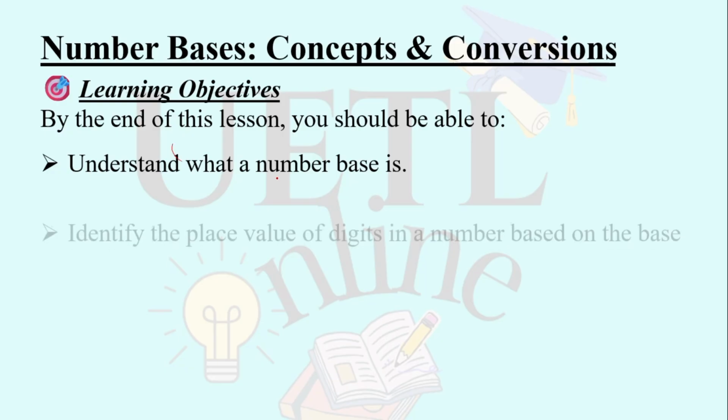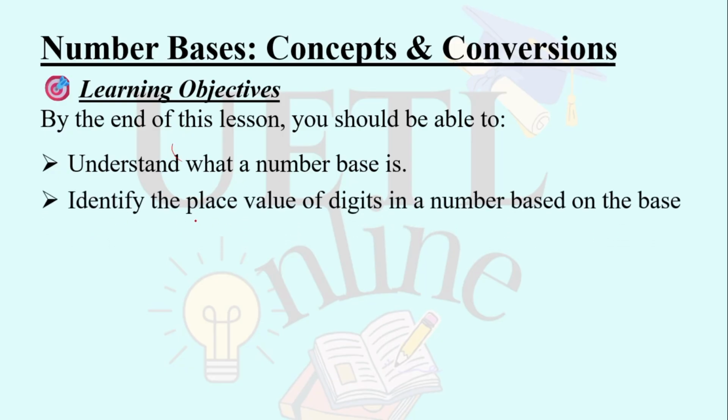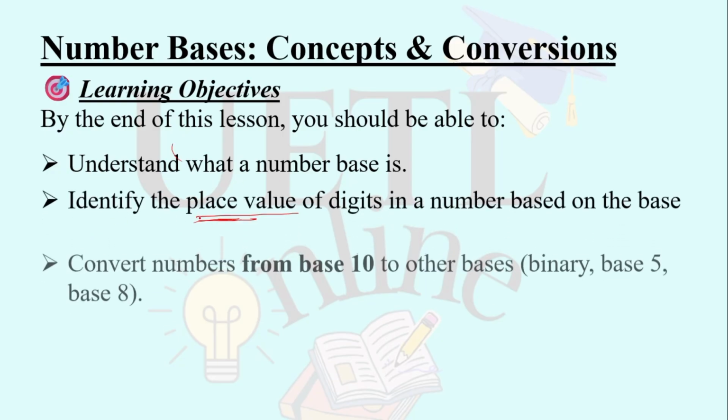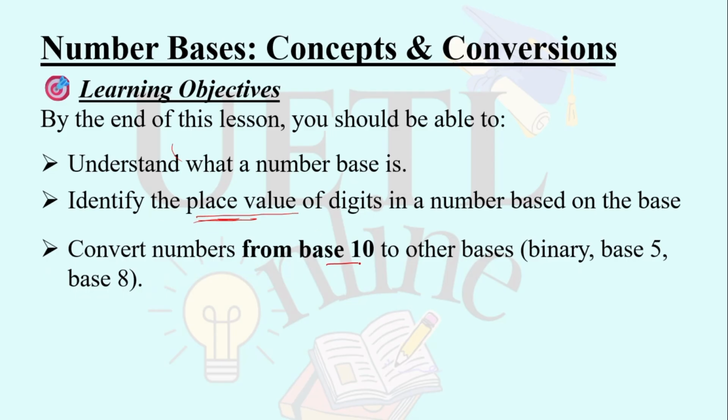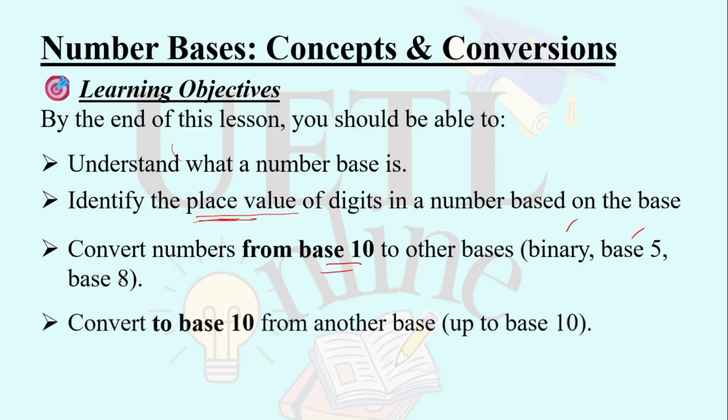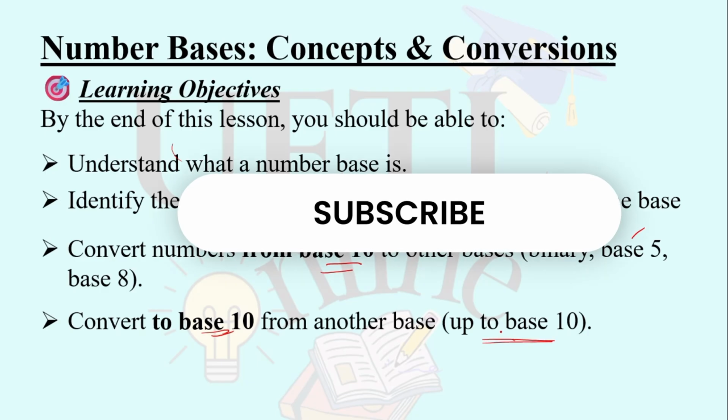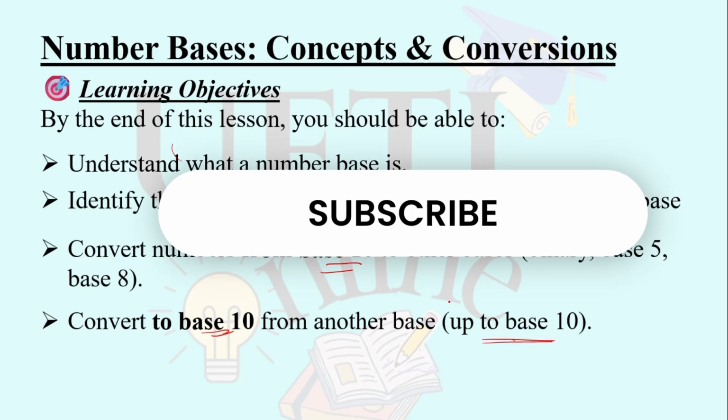Then you will identify the place value of a digit. Then you can convert a number from base 10. We usually use base 10, which is decimal, and convert to other bases, for example binary, base 5, base 8, and others. Then you're going to convert a number from other bases to base 10. Our limit today is up to base 10. We have another base, which is base 16, but we are not going to use it here.